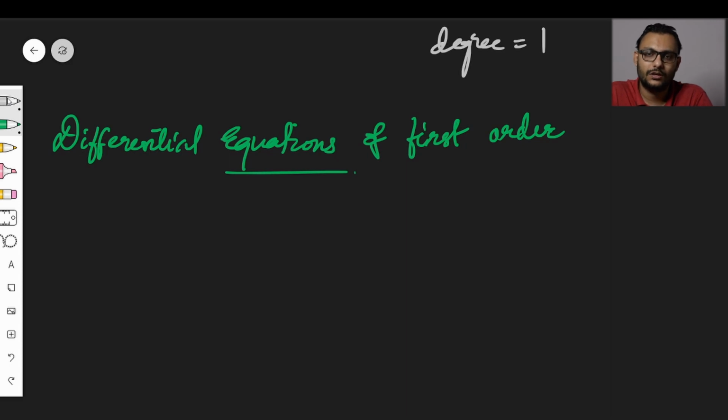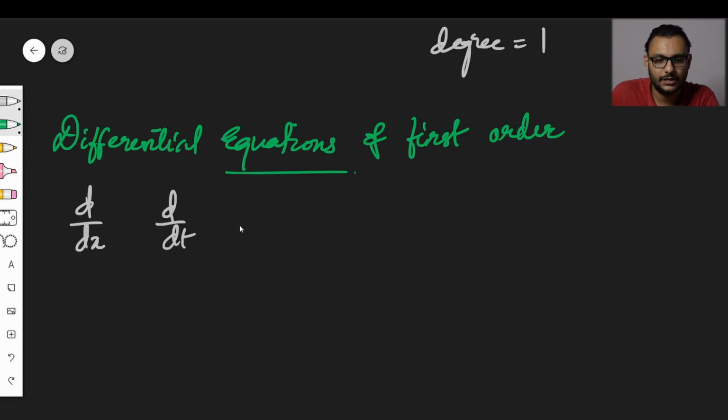Of this, we now discuss first order differential equations. So let us jump onto first order differential equations. Basically, a first order differential equation involves the first order derivative term of the variable. It can either be d by dx or d by dt or d by dy, depending upon what our main variable is and what our independent variable is.